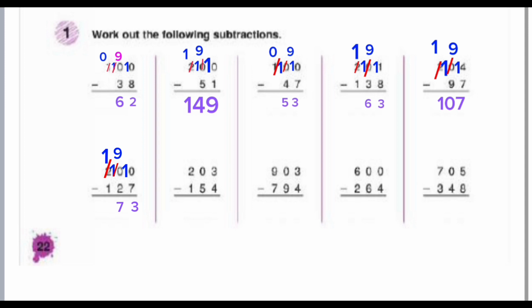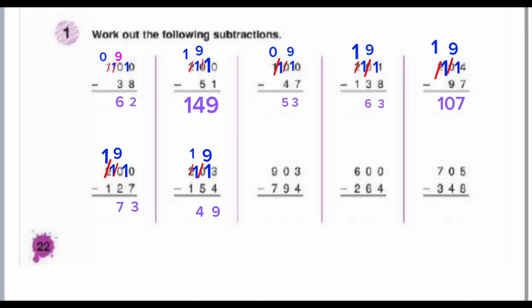Now 203 minus 154. 3 minus 4 we can't. So 3 must borrow from the 0. Also it can't. So now the 0 in the tens will borrow from the hundreds, where the hundreds 2 will become 1. The tens digit will become 10. Now the ones can borrow from the tens, so it becomes 13 and the tens digit will become 9. 13 minus 4 is 9, 9 minus 5 is 4, and 1 minus 1 is 0. So the answer is 49.